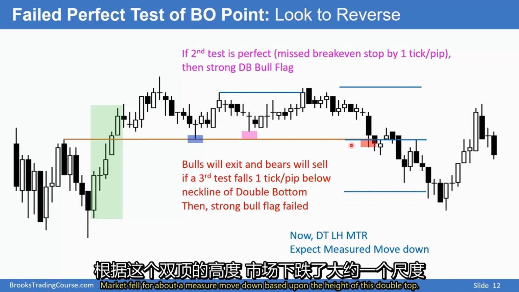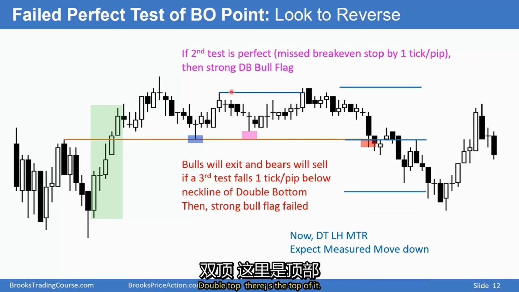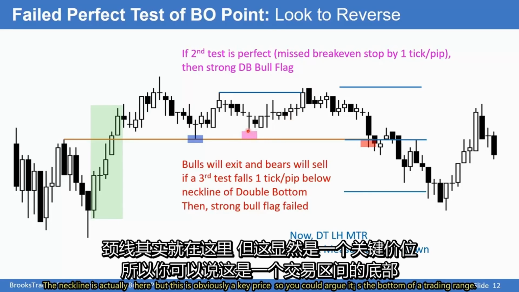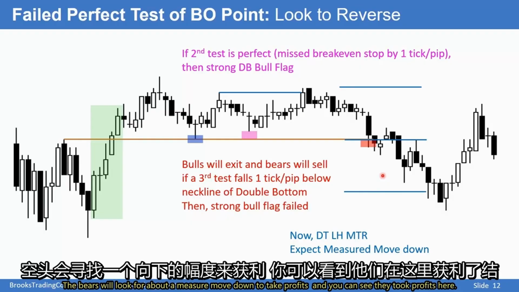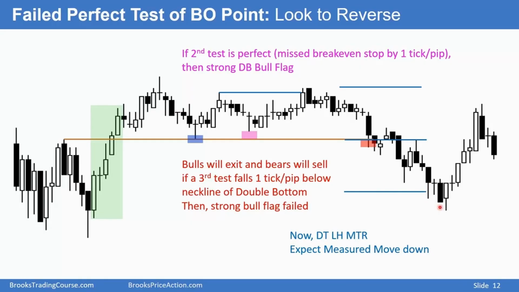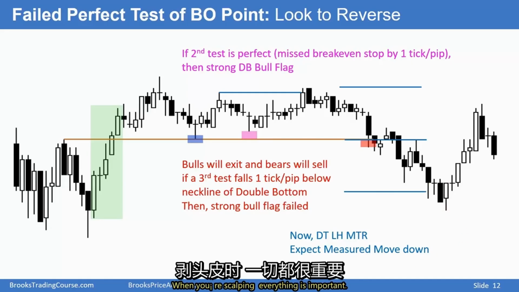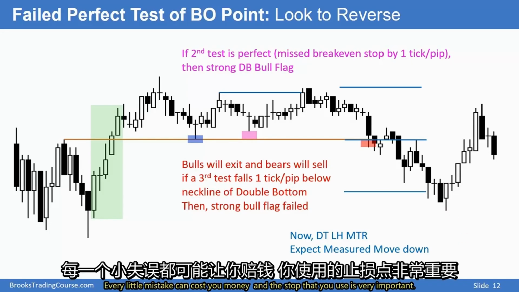The market fell for about a measured move down based upon the height of this double top. Double top, there's the top of it, here's the neckline. Neckline is actually right here, but this is obviously a key price, so you could argue it's the bottom of a trading range. The bears will look for about a measured move down to take profits, and you can see they took profits here, other bears took profits here.